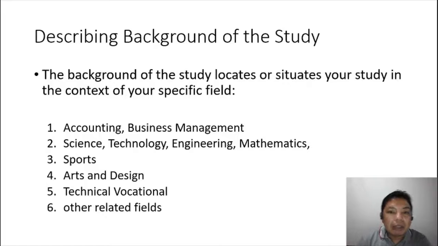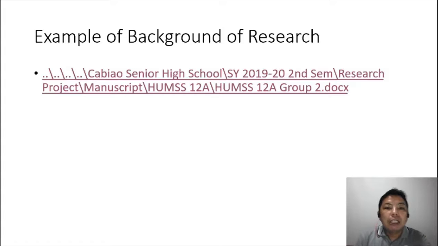Okay, now the background of the study, locate or situate your study in the context of your specific field. So it can either be a BM, it can either be STEM, sports, art and design, TVL, and other related fields. So you are trying to specify, okay, the topic or the research itself into your own specific field of study. Okay. Now, here is an example of a background of a research.